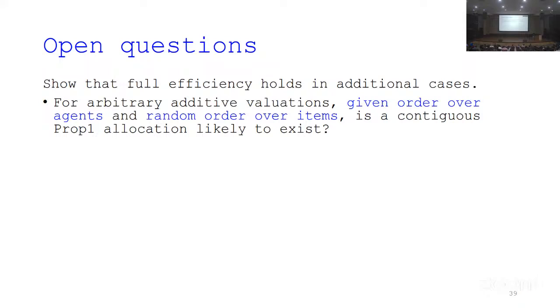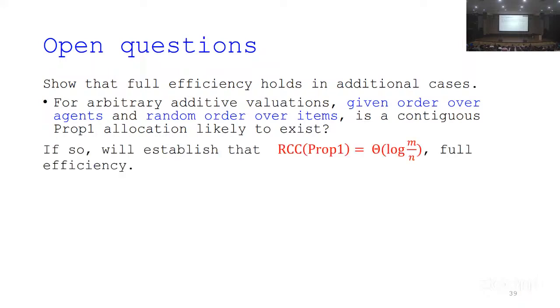So here being acceptable means prop 1, meaning that if I add one more item that I don't have in my bundle, then the total value of the bundle would be at least the complete total value of everything divided by n. And the question is, is it likely, if I choose a random order, that this cutting procedure would satisfy all the agents? No agent would be left over. And if this is true, then it will achieve full efficiency for prop 1 and probably also for this approximately proportional notion that I mentioned. So we have full efficiency in more situations.